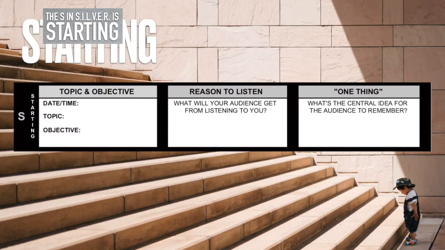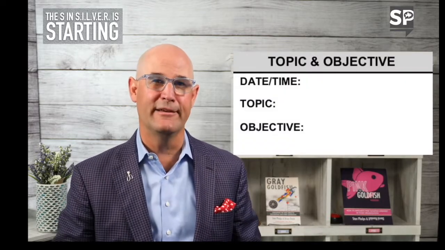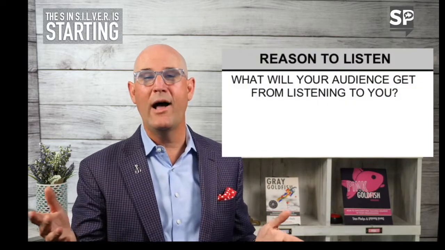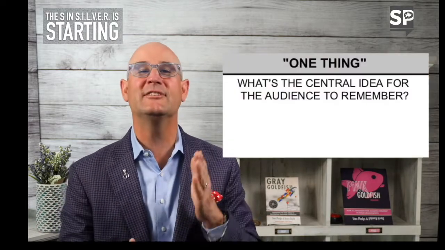We start with the big picture and the why for our presentation. What's the topic and what's the objective? What's in it for your audience? Why will they listen to you? And what's the one thing that they'll remember? That one thing is your central idea. Because communication only occurs when your audience can repeat the central idea in their words.